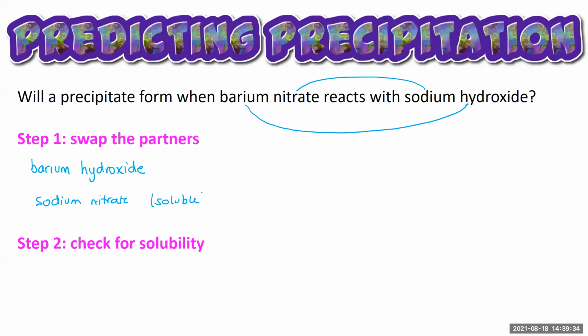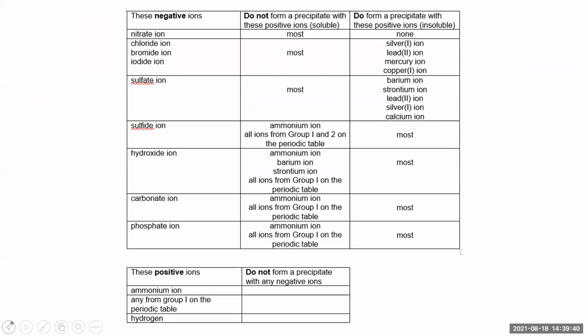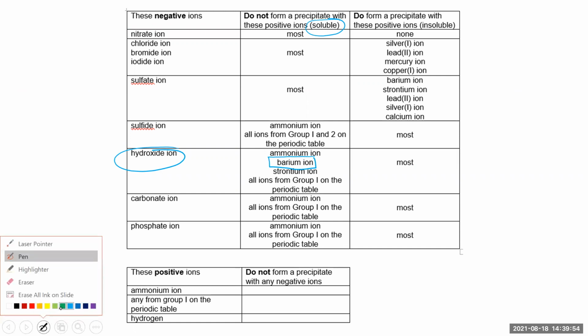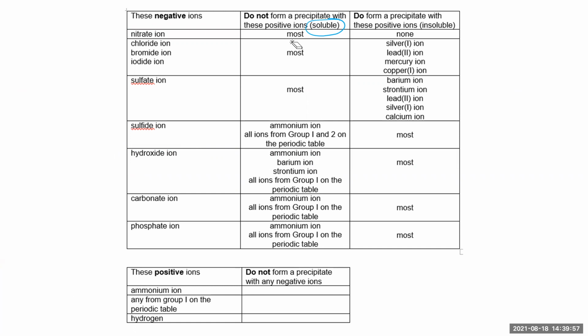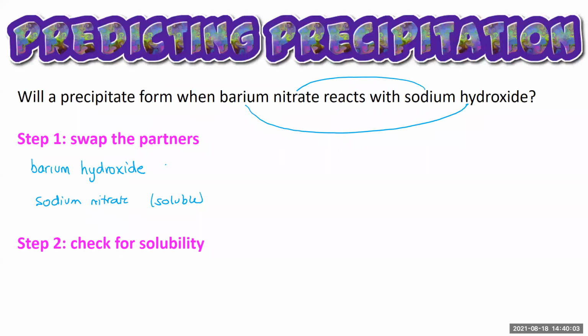Now, we already found out from our last example that sodium nitrate was soluble. So we don't need to look that one up again, but let's go and look and see what happens with barium hydroxide. So we're looking at the hydroxide row now. This one here. Where do we find barium? Barium hydroxide is in the soluble column. So we're going to find that we don't have a precipitate here because barium hydroxide is soluble. So the answer, will a precipitate form? No. All possibilities are soluble, so there's going to be no precipitate there. One more.